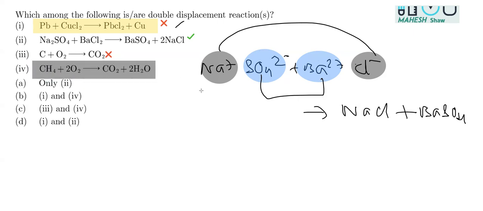Here too, you can see that this does not have a partner, right? That means CH4. So this is not a double displacement reaction. It can be categorized as an oxidation reaction, a redox reaction, right? Where there is oxidation or reduction taking place. So therefore, we can say this is also not correct.